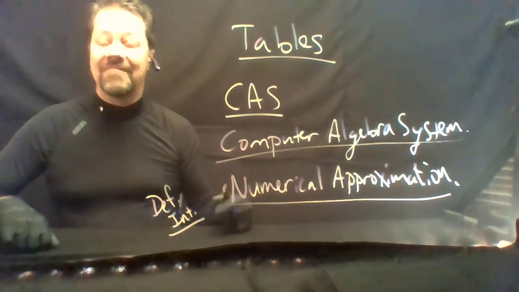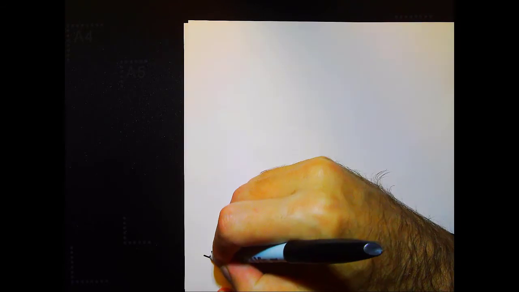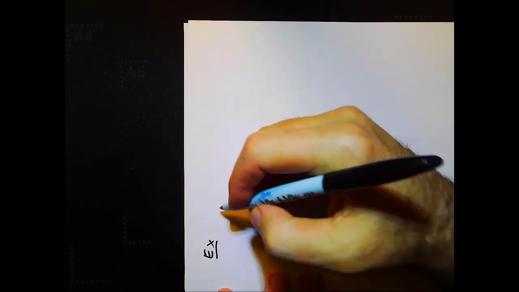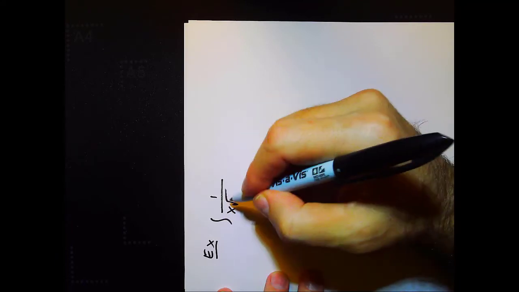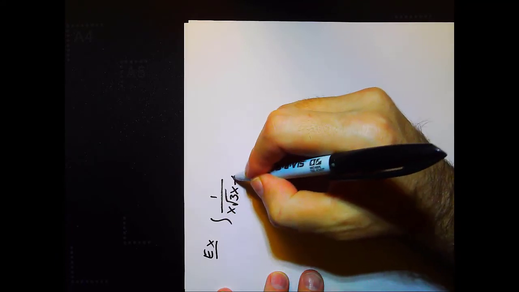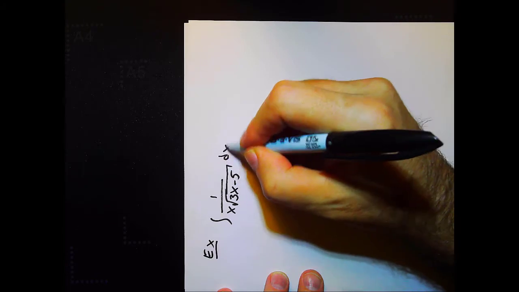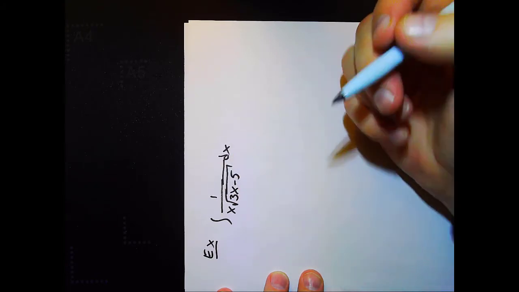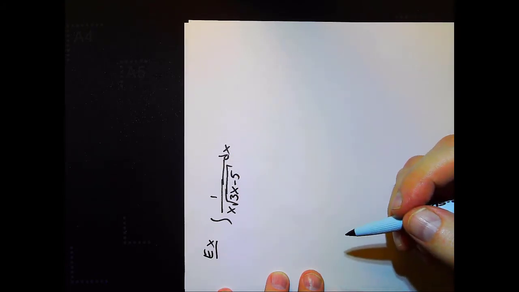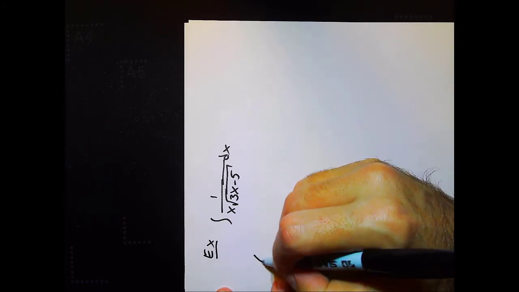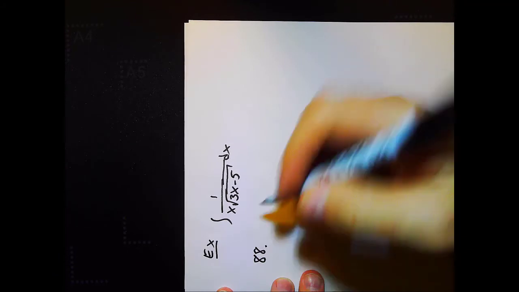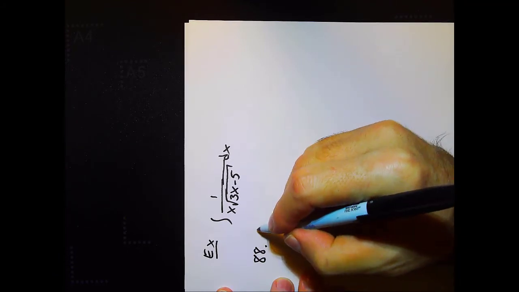We'll talk about that in our next lecture. Let me show you an example. Let's suppose that I'm integrating 1 over x times the square root of 3x minus 5 dx. There happens to be a number in the table. It's number 88. Look up number 88 in the table on the back of your book.